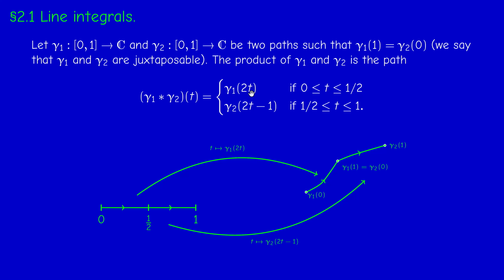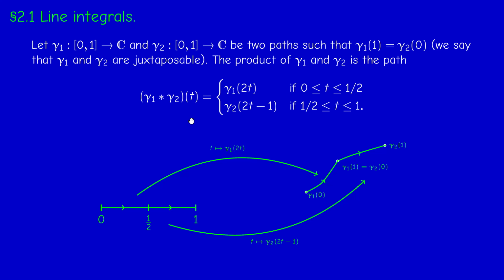So 2t is actually the doubling of time; time is, if you like, contracted. If t is between 0 and 1/2, 2t is between 0 and 1. And if t is between 1/2 and 1, then 2t minus 1 is also between 0 and 1. Now this formula makes sense only if gamma 1 of 1 is equal to gamma 2 of 0, because when t equals 1/2, this is gamma 1 of 1, and this is gamma 2 of 0. They should be equal in order to get a continuous function.